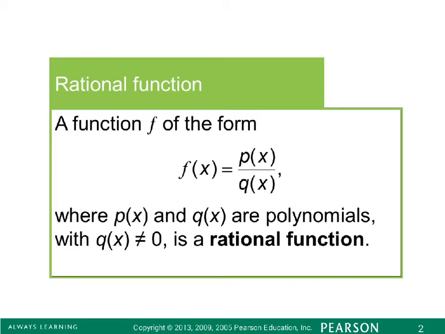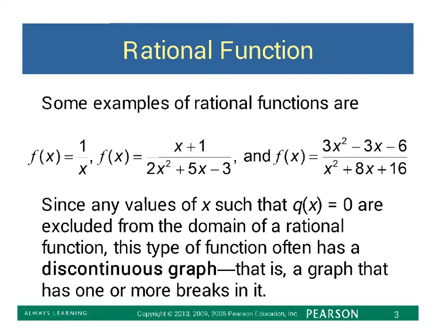Before we get into what those two basic rational functions look like, let's look at what a rational function is. It is a function where you have a polynomial, that's what p of x represents, divided by another polynomial. And again, q of x represents the other polynomial, where q of x is not equal to 0. And that is what makes a rational function a rational function. Alright, so here are some examples of rational functions written right here.